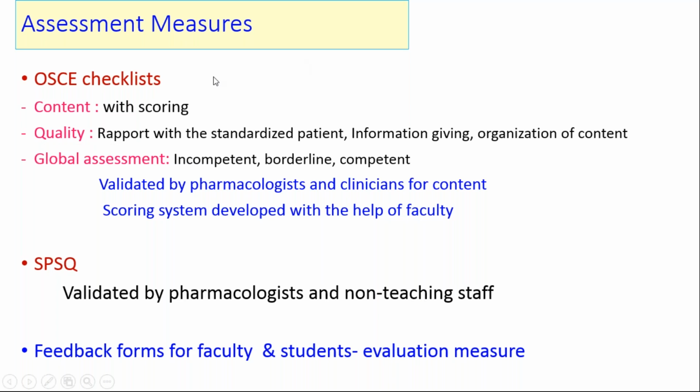So we just developed it on a Likert scale, and only 3 points we have taken. What is the rapport with that patient? Whether the person was giving information, how the person is giving it, and how the organization of the content is. And we developed one global assessment, whether the person is incompetent, borderline, or competent. And I think that is not needed. It was for the project.